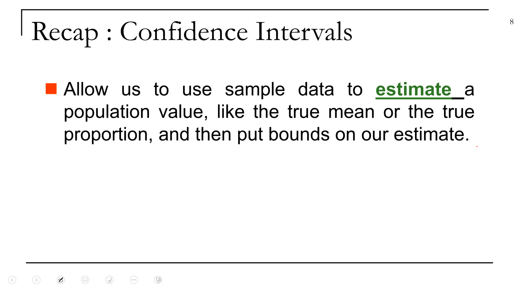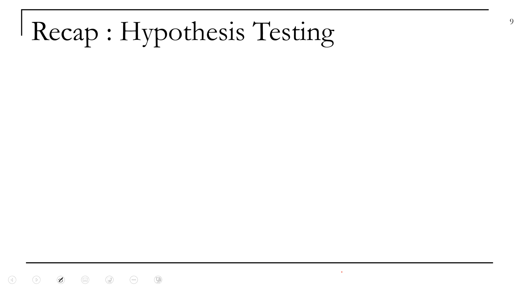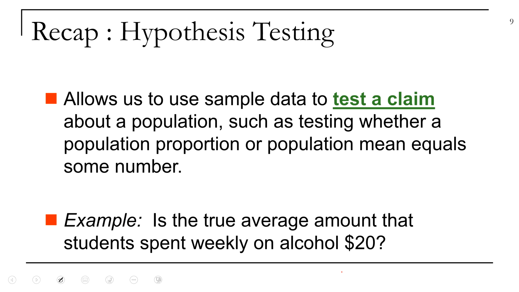So recap, confidence intervals allow you to estimate a population value like the true mean or the true proportion and just put balance in our estimate. Give a confidence interval for the true average amount students spend weekly on alcohol. We might say, I don't know, it's somewhere between $20 and $60. So we don't know what mu is. We're pretty sure mu is in that interval. Hypothesis testing tests a specific claim about a population value. So is it true that the average amount students spend weekly on alcohol is $20? So here we're saying, is it true that mu equals 20?